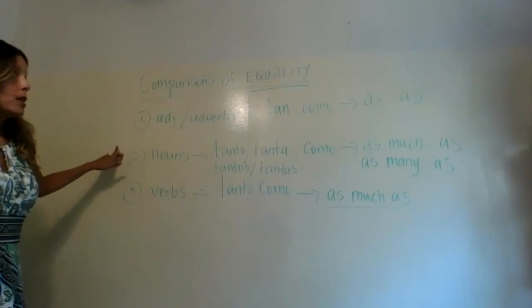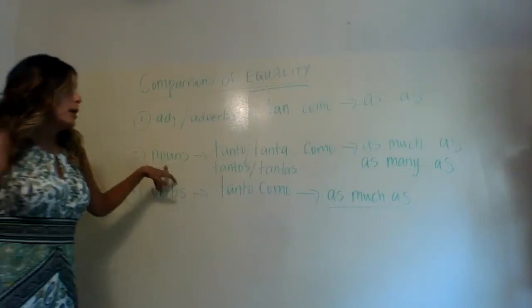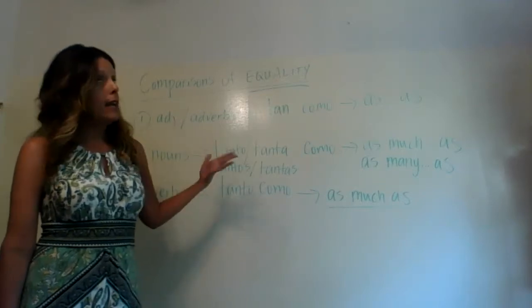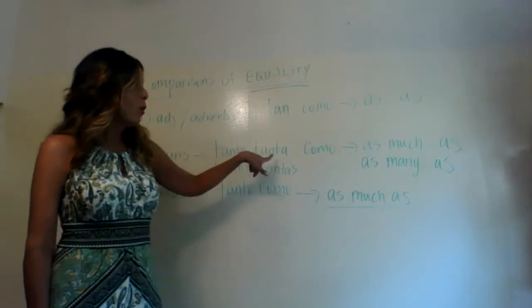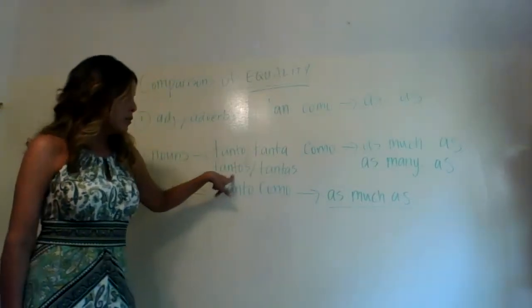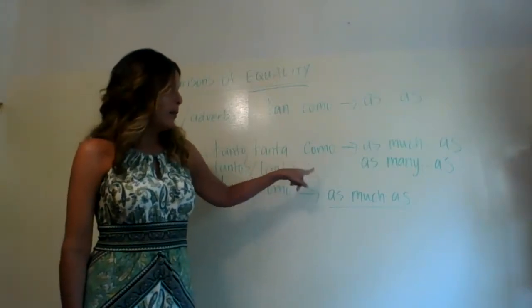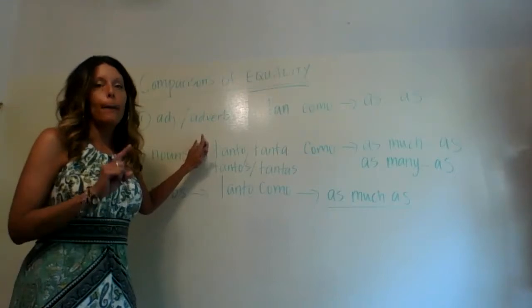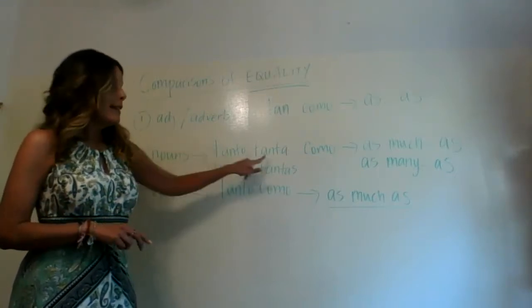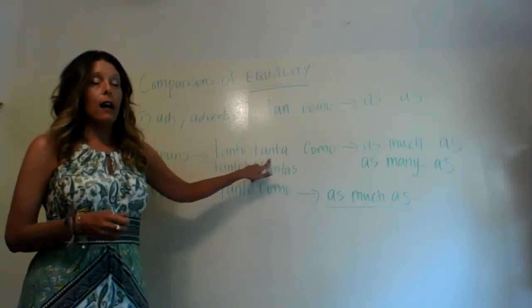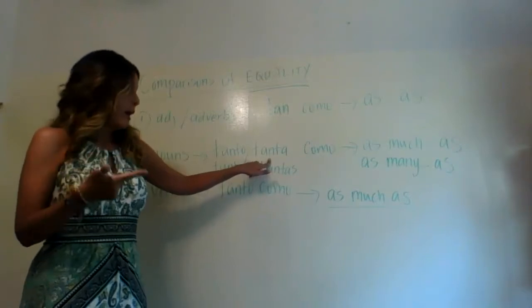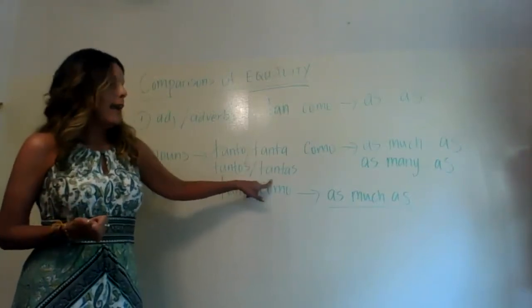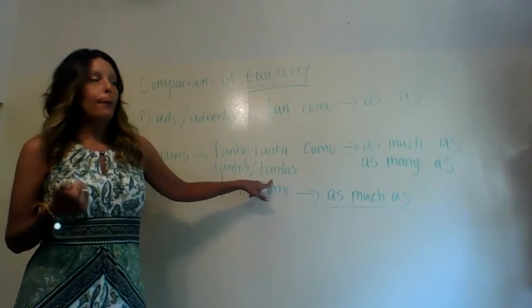Then the second way that we use comparisons of equality is with nouns. So there are a couple of different ways you will use. You will see it in Spanish, tanto or tanta or tantos or tantas, and then como. So notice that tanto is our masculine singular way. Tanta is our feminine singular way. Tantos is our masculine plural way, and tantas is our feminine plural way.